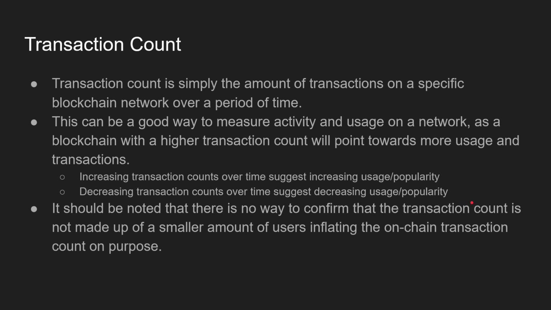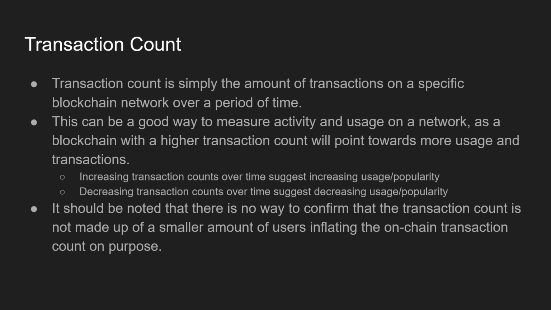Now, it should be noted that there is no way to confirm that the transaction count is not made up of a smaller number of users inflating the on-chain transaction count on purpose, right? There's no way of saying, oh, that's the same person with 1,000 accounts, and he or she's just moving, let's say, 0.002 Bitcoin back and forth over and over to inflate the blockchain transaction counts.